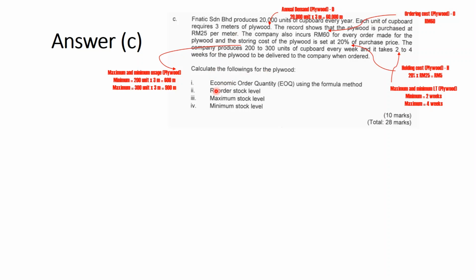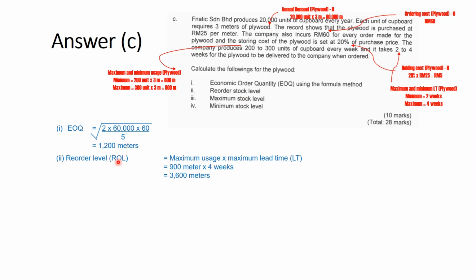The first requirement is to calculate economic order quantity, EOQ, using the formula method. So EOQ is the square root of 2 times D times O over H. Then we get 1,200 meters based on this information.